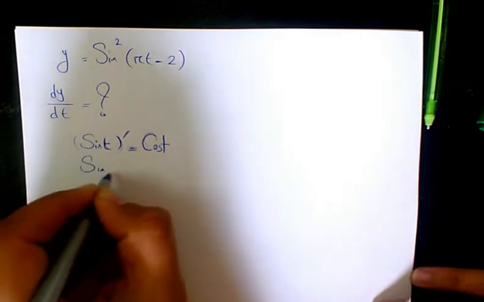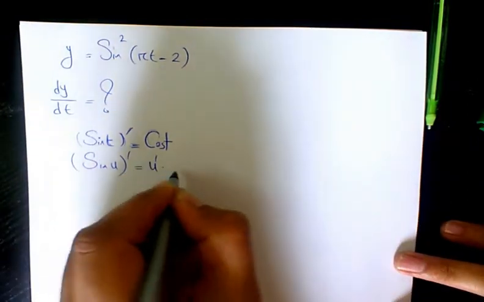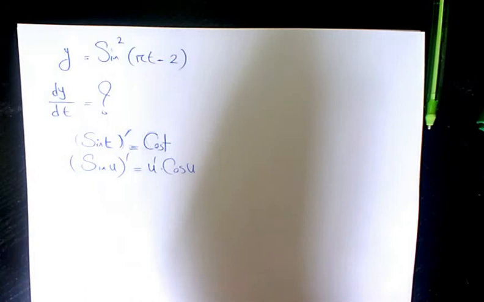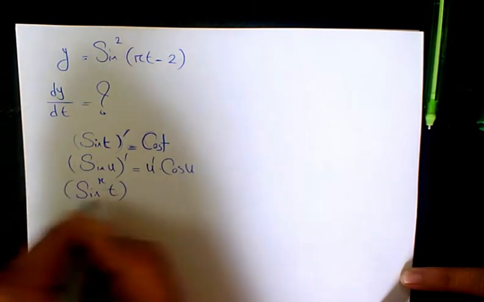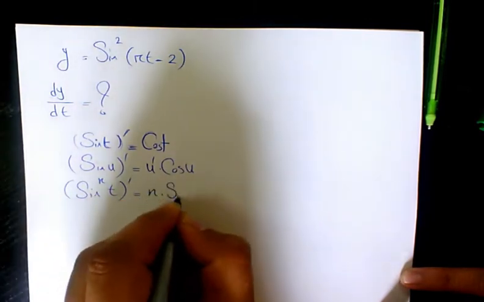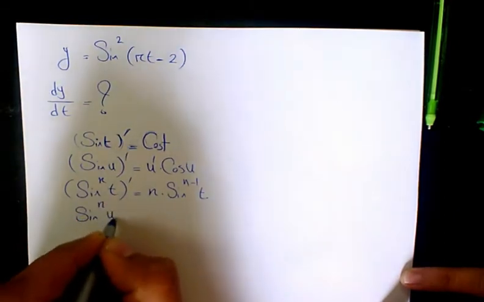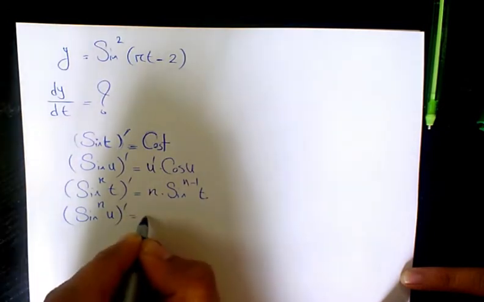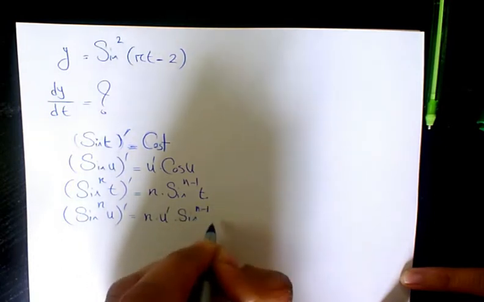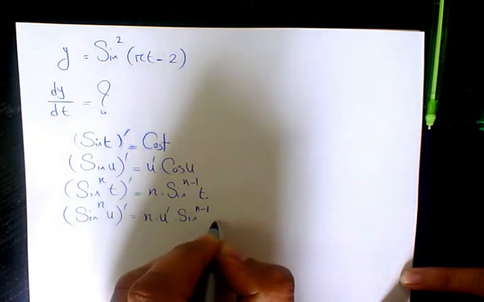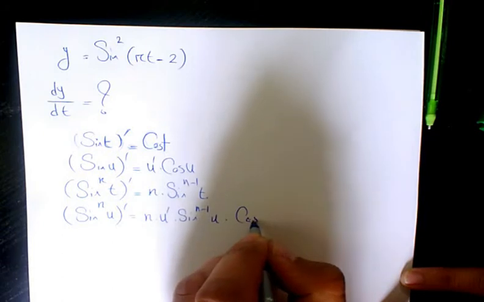If you have sine u, where u is a function of t, the derivative is going to be u prime times cosine u. If you have sine to the power of n t, the derivative will be n times sine to the power of n minus 1 t. If you have sine to the power of n u, the derivative will be n times u prime times sine to the power of n minus 1 u times cosine u.